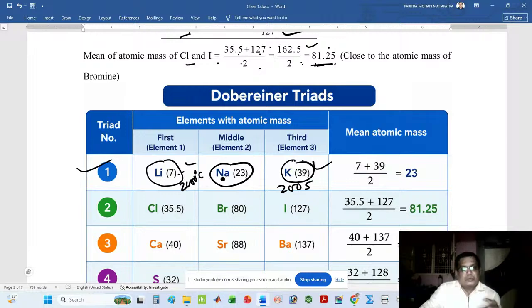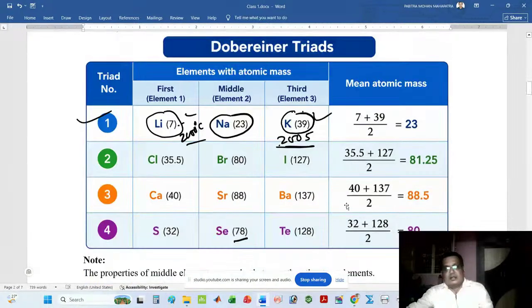The melting point of sodium must be present in these two values. Similarly, you think about the density, oxidation property, reduction property, like this, you can think of any other. That means that the property of the middle element must be in between the property of the first element and the property of the third element. This is another benefit.